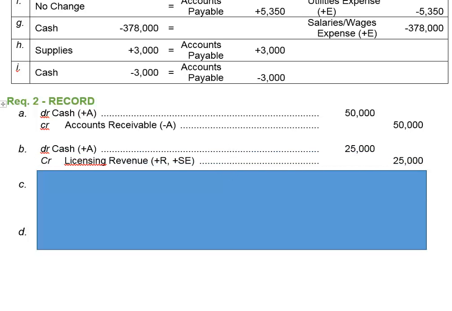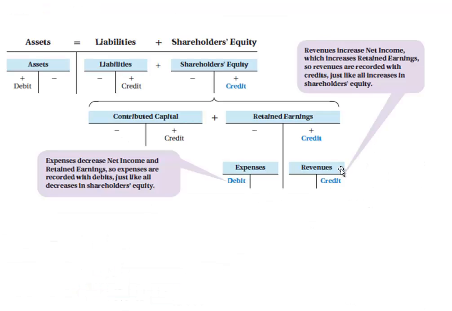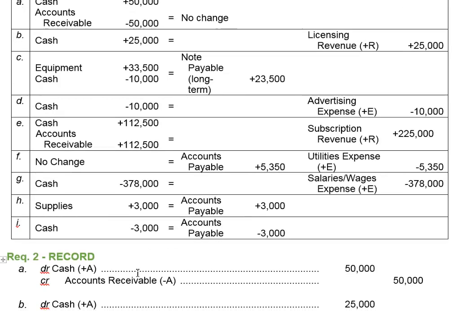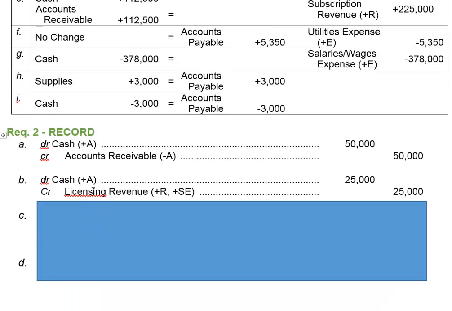We also said in the previous transaction B that we earned licensing revenue, so our revenue goes up. And again, when revenue goes up, it goes up on the right, and right means credit. And again, we said that in our question, we also had cash going up. So when cash goes up, it goes up on the left, and left means debit. So we debit cash and credit our licensing revenue for $25,000.